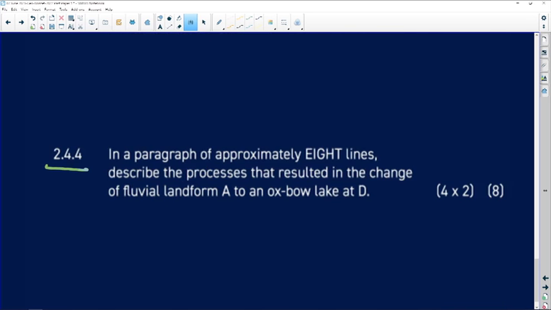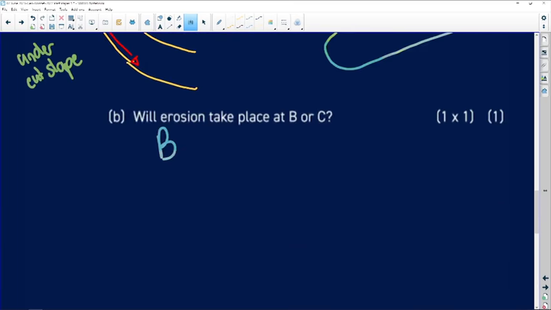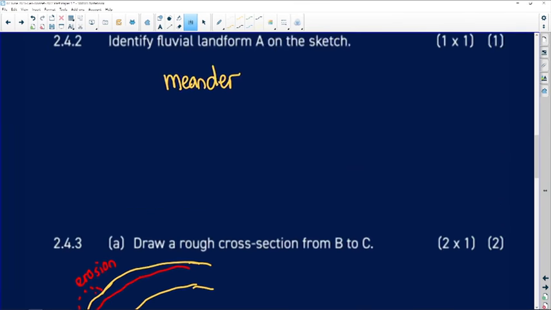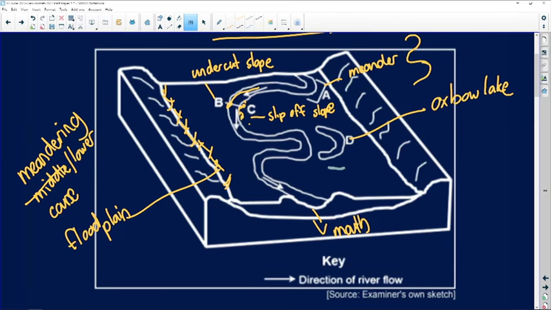2.4.4. In a paragraph of approximately 8 lines, describe the process that results in the change of alluvial landforms A to an oxbow lake at D. Okay, just want to go back to our diagram. There's our oxbow lake. And I'm going to show you the diagram, how it basically happens.